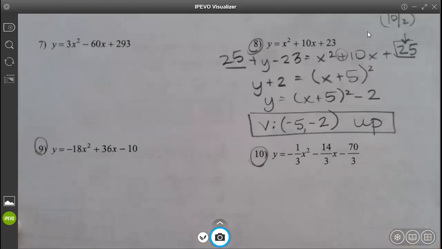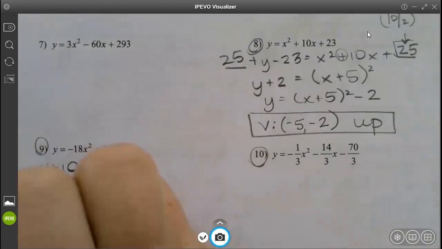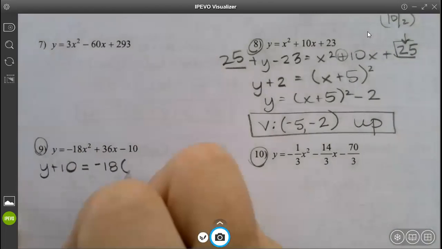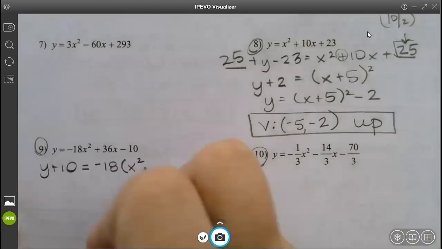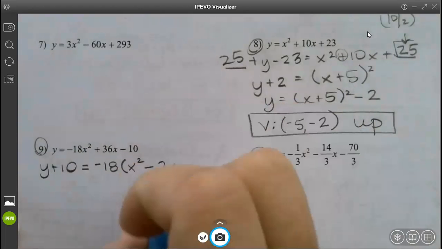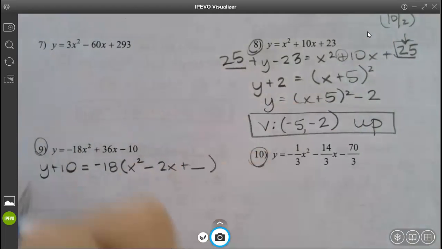Okay. We're going to do number 9 and number 10 and then flip over and do 5 more after this. We're going to move that 10. And if you want to go ahead and do it in the same step, we're going to take out that -18. We get x squared minus 2x plus blank. And you can put your blank over here.